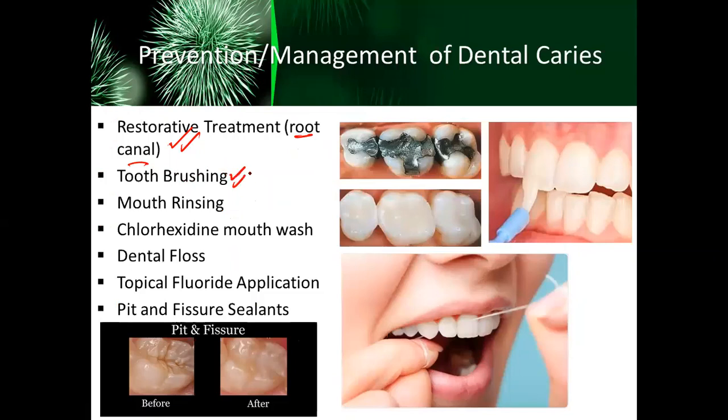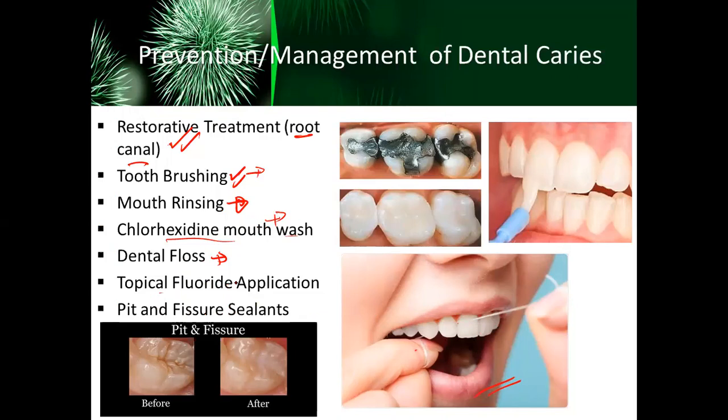Then we have toothbrushing. It's important for physically removing the plaques. Mouth rinsing also works. Chlorhexidine mouthwash, with its antimicrobial capabilities, helps to remove some of the microorganisms that might cause the problem. Dental floss, I think this is for those of you who maybe don't know it. This is what we call dental floss. It's a physical removal of solid particles that might be stuck in between your teeth. So that is what we call flossing.